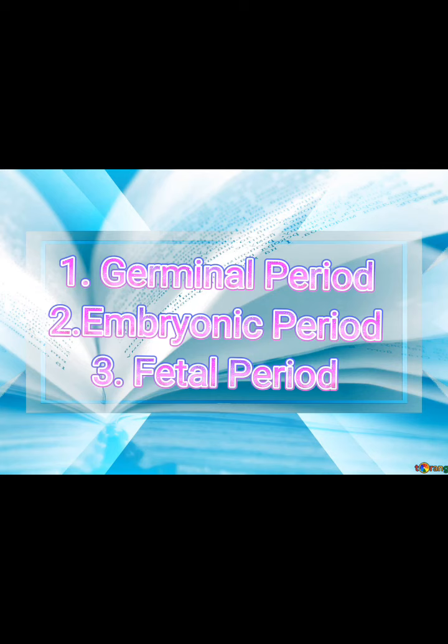So, the second is ectoderm. The outermost layer of the cell. It becomes the nervous system, sensory receptors, and skin parts. The third is mesoderm. The middle layer develops into the circulatory, skeletal, muscular, excretory, and reproductive system.